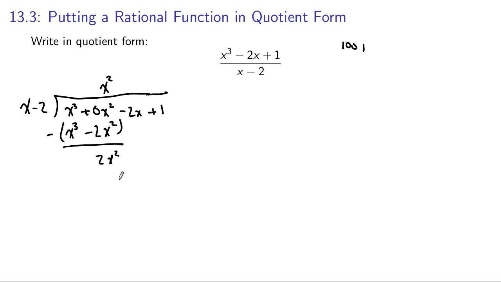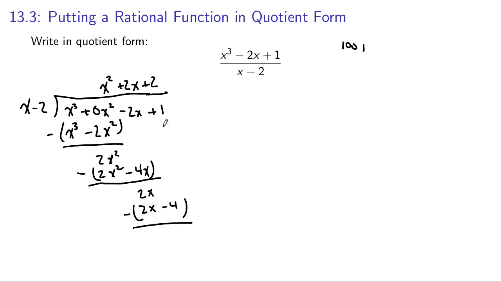So what times x gives us 2x squared? That would be plus 2x. 2x times x gives us 2x squared, and then 2x times minus 2 is minus 4x. Subtracting, we get 0. Minus 2x minus minus 4x would be minus 2x plus 4x, which is 2x. And then what do we multiply by x to get 2x? Well, just 2. 2 times x is 2x. 2 times minus 2 is minus 4. Subtracting, 0. 1 minus minus 4 is 5. So we have remainder 5.